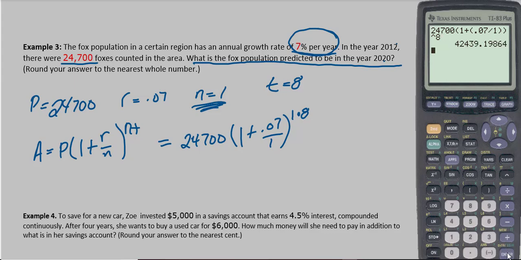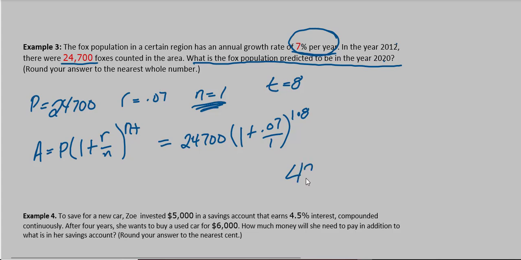And I end up with 42,439 and 0.19. But if we remember, it says round your answer to the nearest whole number. So in this case, we would just have 42,439.